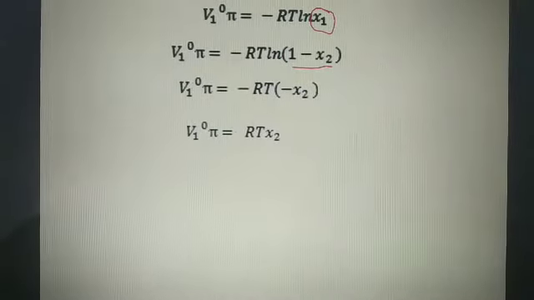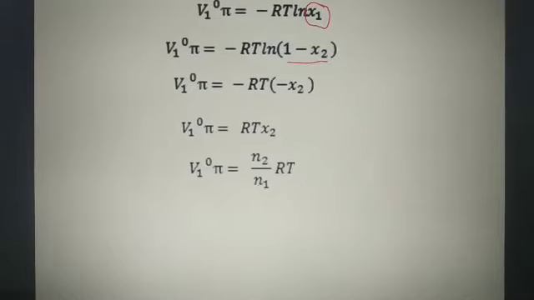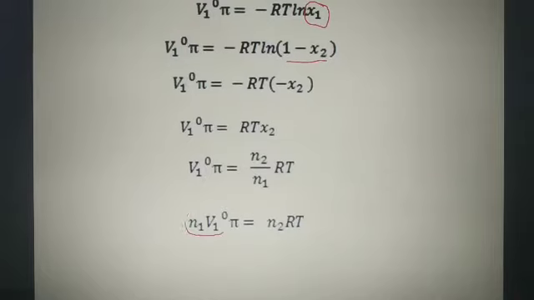Now let us see about the V1 naught pi that is equal to x2. x2 is mole fraction. Mole fraction means number of moles per total moles. But the solvent concentration is more for a dilute solution, so for n1 plus n2, only n1 is written here. It should be n1 plus n2, but n1 is written because n1 plus n2 is nearly equal to n1. So exchanging n1, further modified, V1 naught pi is equal to n2 into RT. Now let us determine the value of this factor here.